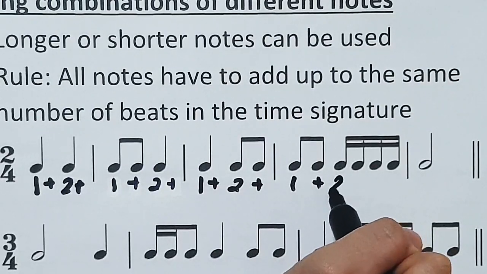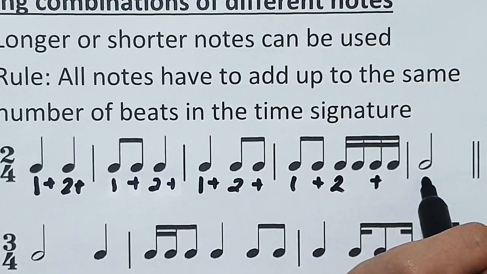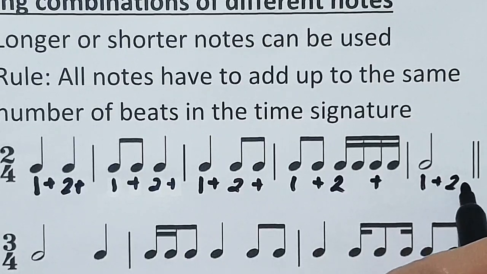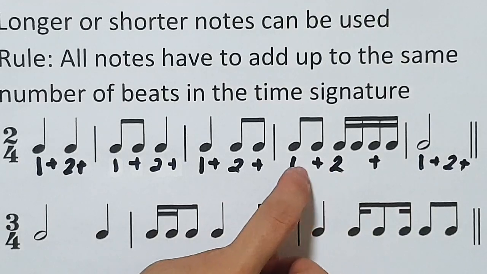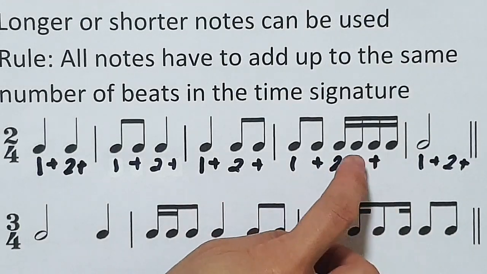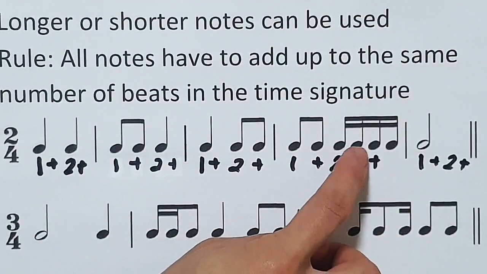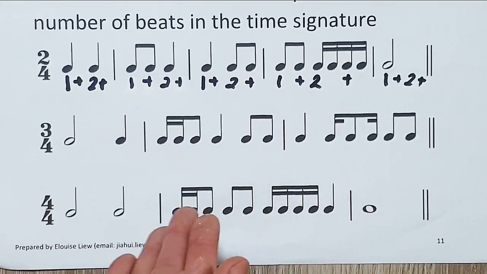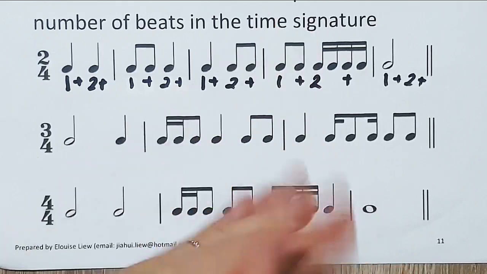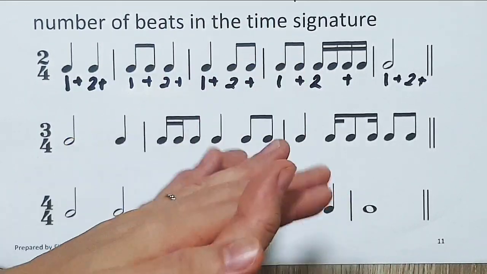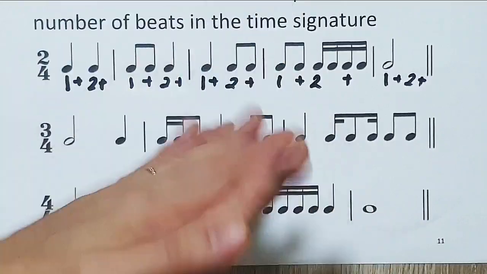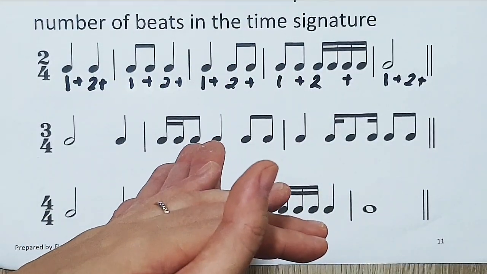1N, 2N. In each N, there is 1 quaver, which means there are 2 semiquavers. Let's count. 1N2N, 1N2N, 1N2N.